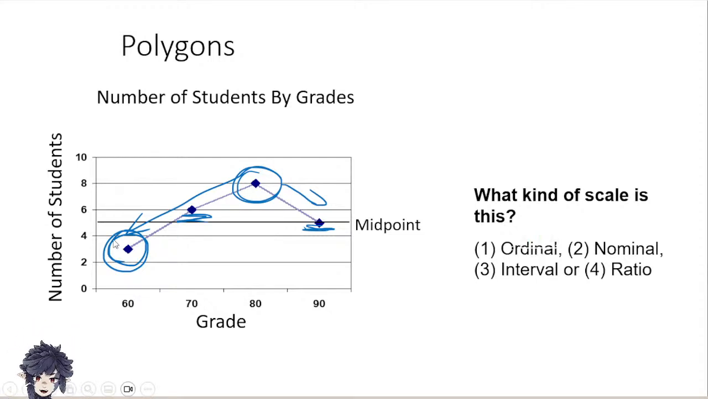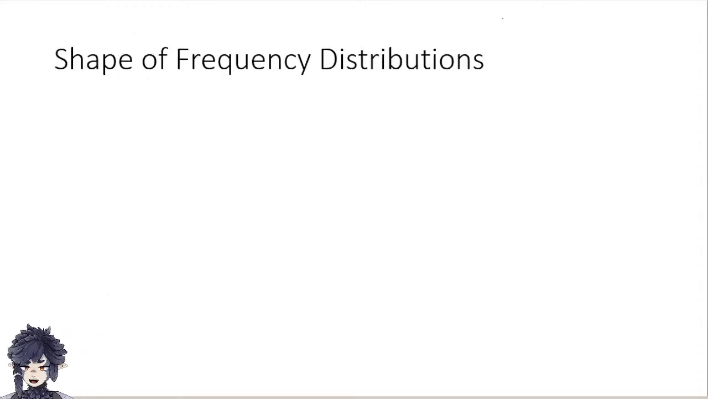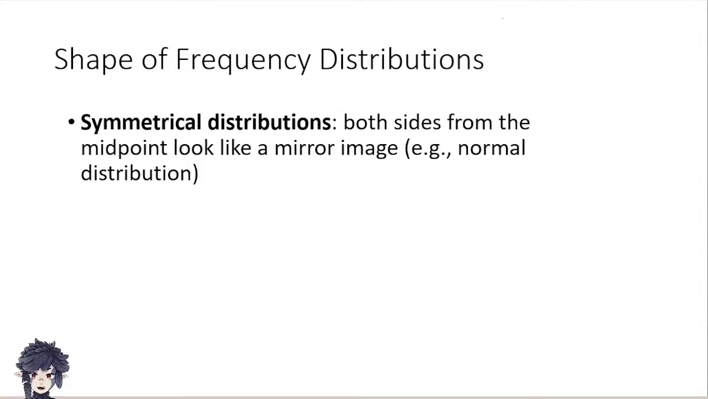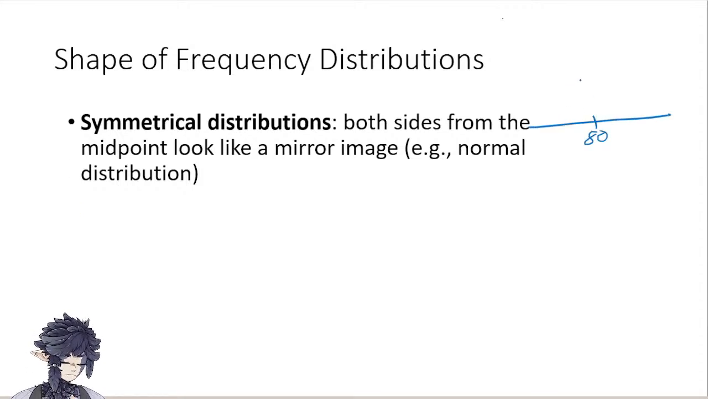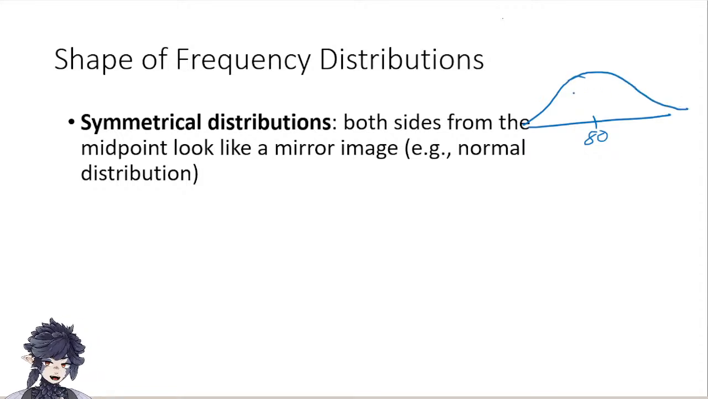But these are nice. It's nice to be able to look at the shape of frequency distributions, and there's a couple different shapes that we might see if we're working with data that has an order, so like data on an ordinal, interval, or ratio scale. Sometimes we'll have symmetrical distributions, where both sides from the midpoint look like a mirror image. So let's say we're talking grades. The average is an 80. About half the students got below an 80, half the students got above an 80. You can fold that over, smack, folds right over itself, perfectly symmetrical.